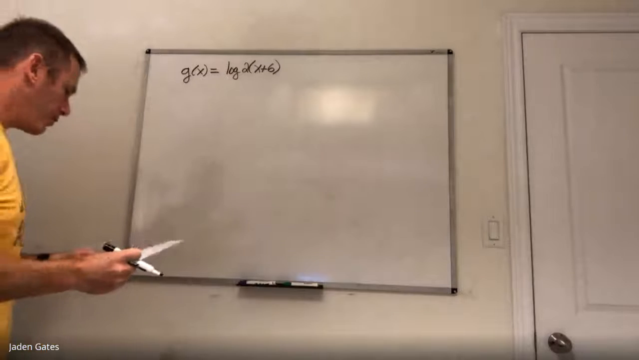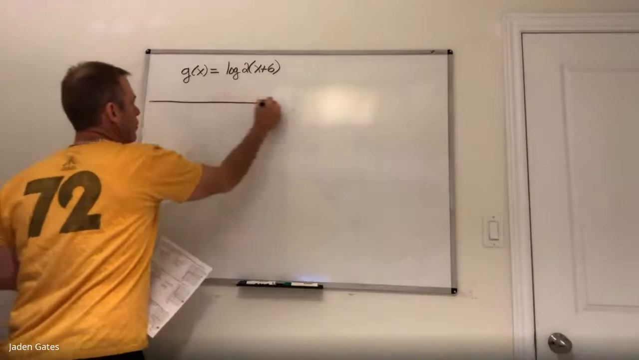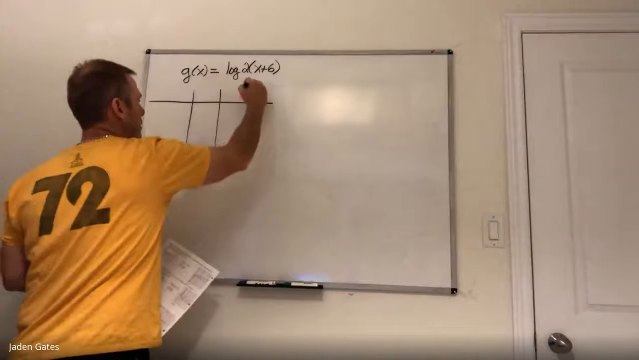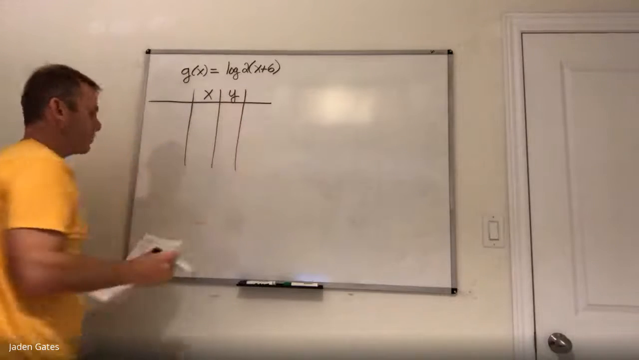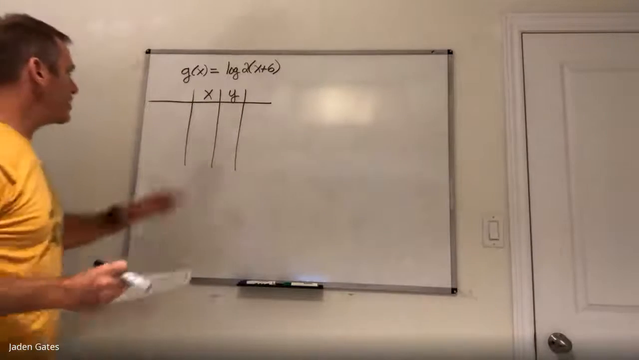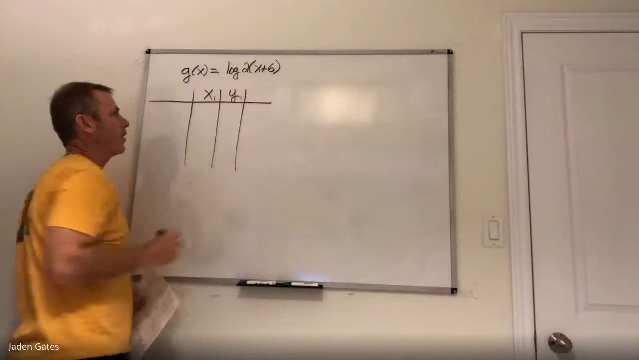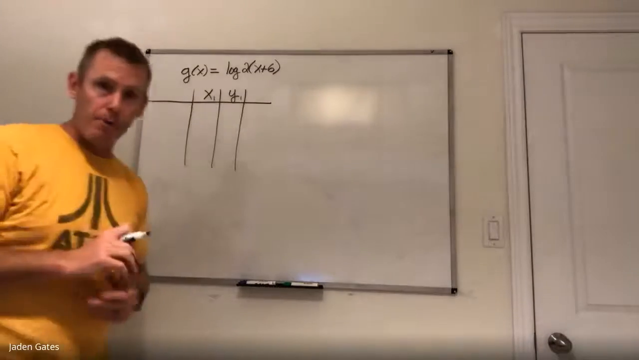Okay, now here's how I like to do this. Students actually showed me this. I'm going to do a little chart. Here's my x values, here's my y values. Now these values, I'm going to call them x1 and y1. They are of my original function.